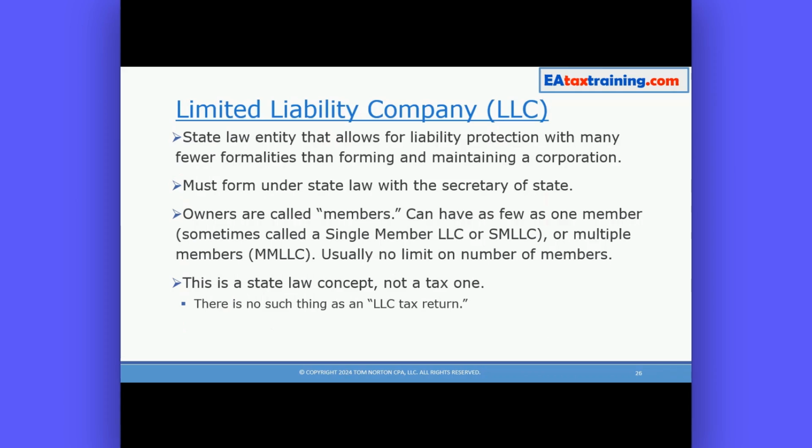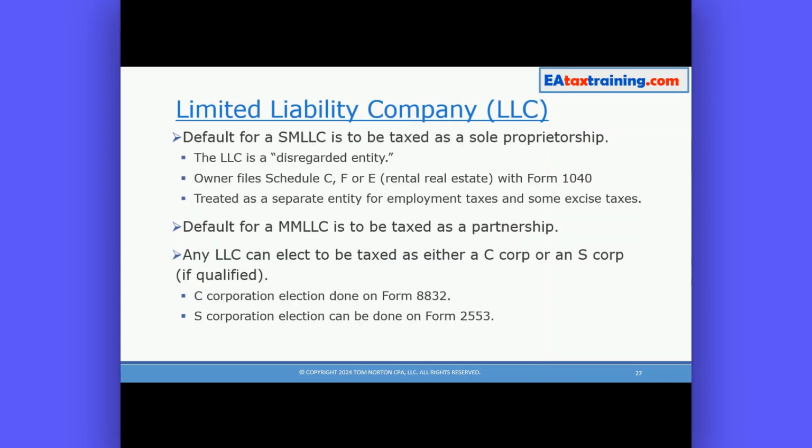This must be formed under state law with the Secretary of State's office. The owners are called members. So you are a member of the limited liability company, and you can have only one member. Sometimes we call that a single member LLC or SMLLC, or you can have multiple members, a MMLLC, and there is usually no limit on the number of members that you can have. And remember, this is a state law concept, not a tax one. So there is no such thing as an LLC tax return. The LLC is going to be taxed as one of the other type of IRS recognized entities.